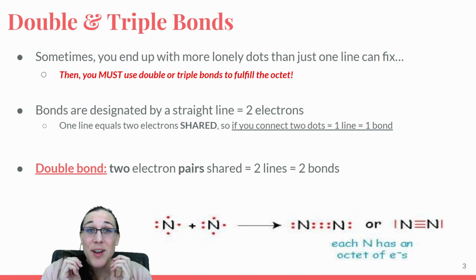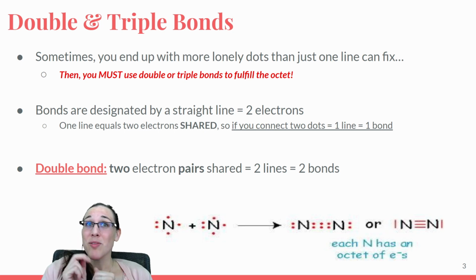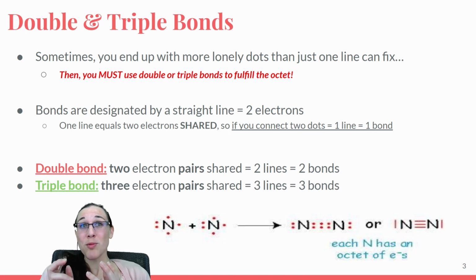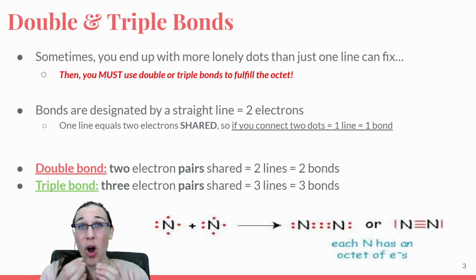Okay, so if we have a double bond, however, we have 2 electron pairs that are shared between atoms. That would be equivalent to 2 lines and 2 bonds. So altogether here you would have 4 electrons. So 2 electron pairs is equivalent to 4 electrons within 2 lines equivalent to 2 bonds. So now what if we have a triple bond? A triple bond would be 3 electron pairs, so 6 electrons total, 3 lines, 3 bonds shared between 2 atoms.